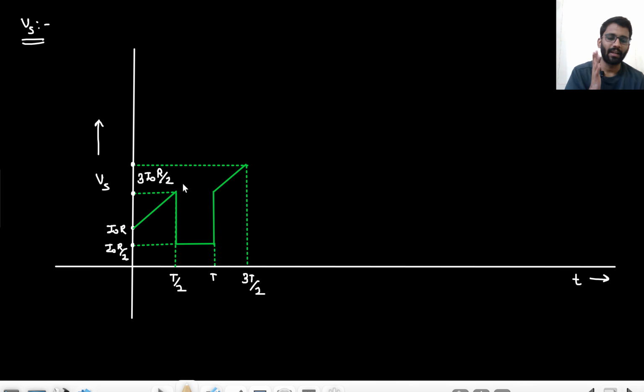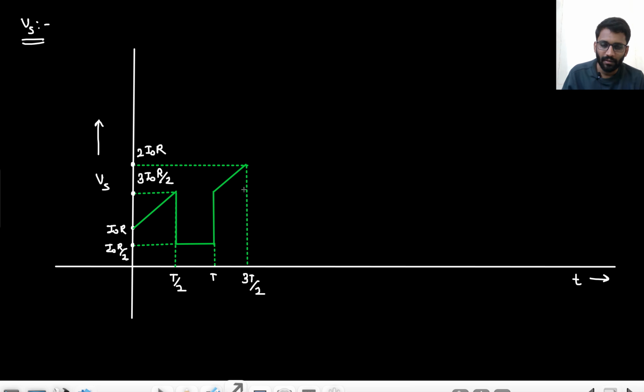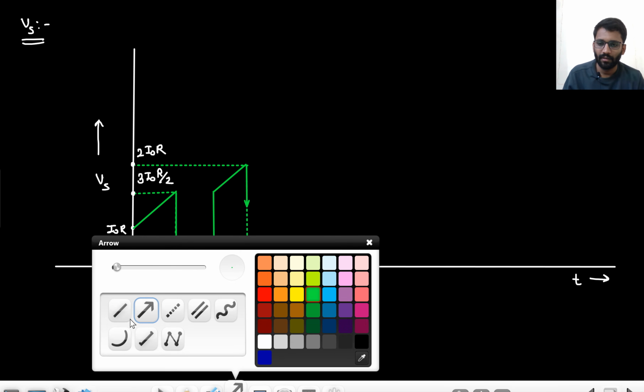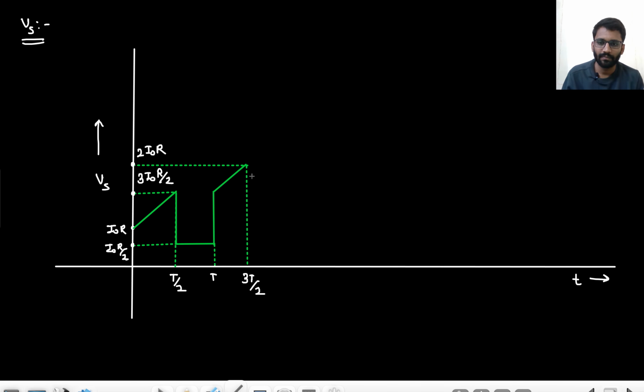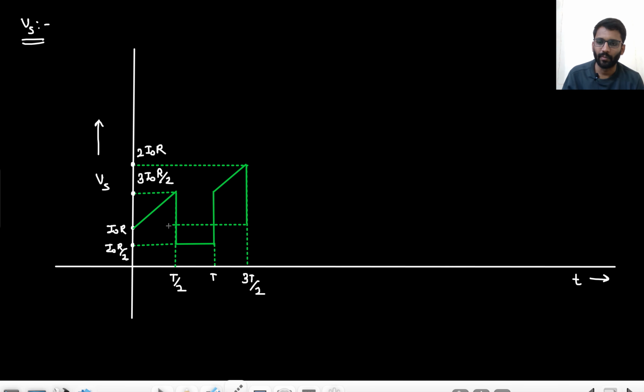So again, from 3 I naught R by 2, it is developing more I naught R by 2 charge. So it would be 2 I naught R. Now what will happen? The capacitor is having I naught R voltage and input is gone, so the resistor voltage is gone. So only I naught R voltage will be there. It will drop down to I naught R and remain there for the next cycle. So this kind of waveform will go on.